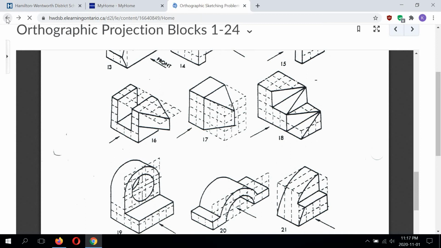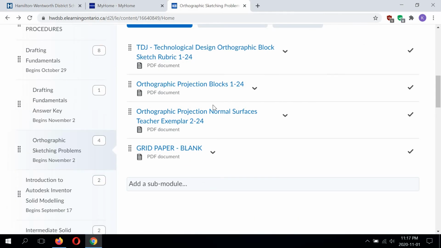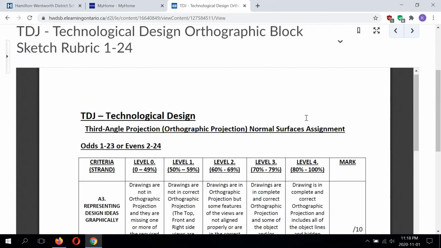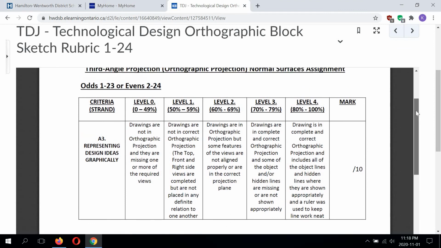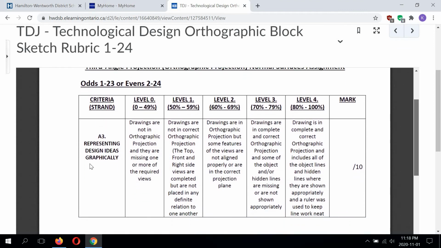Okay, let's go back and let's take a look at the rubric for this assignment. All right, so this is going to be in Curriculum Strand A, Overall Expectation, which is representing design ideas graphically. So let's take a look at level 0 through level 4, and we'll discuss how the mark will be generated.